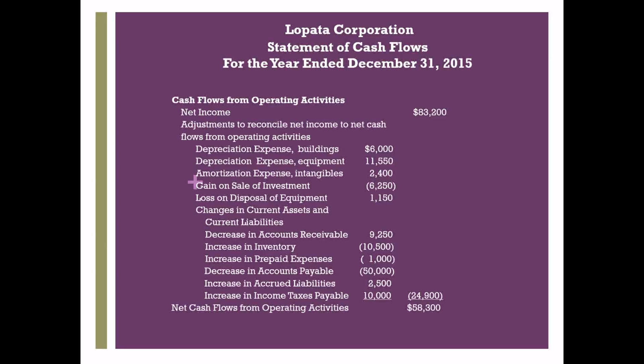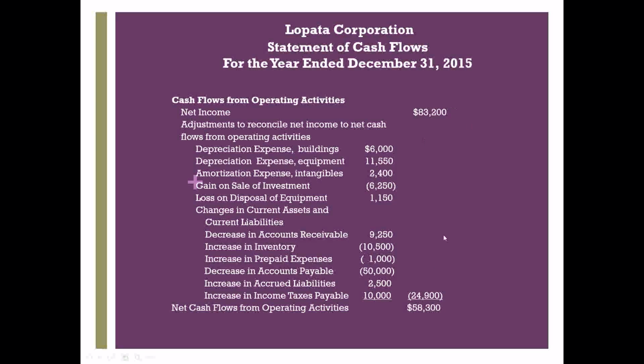Now, if you want to understand it, if you decrease accounts payable, the only way that accounts payable decreases is when you pay your bills. So you have paid cash out, so that's a cash outflow of $50,000 for accounts payable. Now, accrued liabilities and income taxes payable work the same. If they're increasing, that means you did not pay out any cash. So definitely not a cash outflow, because what you did was you held on to your cash. So that's considered a cash inflow for the statement of cash flows. So that's an increase of $2,500 and $10,000.